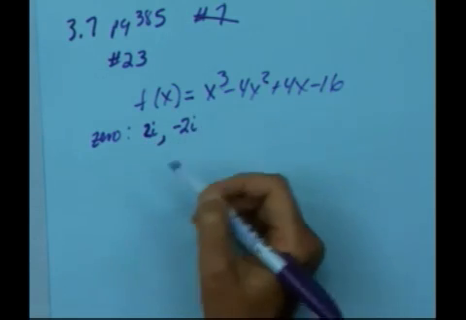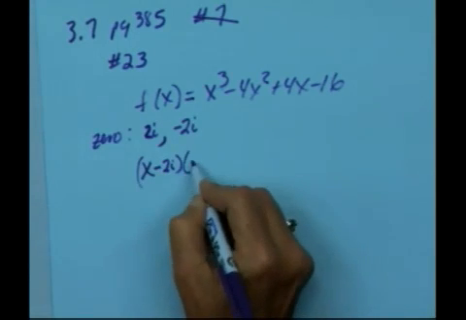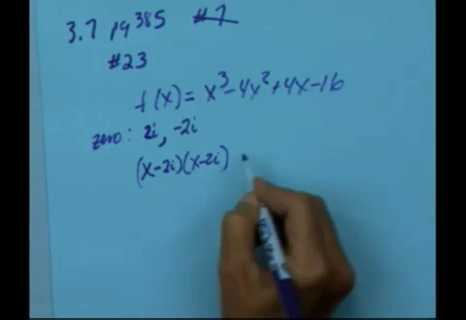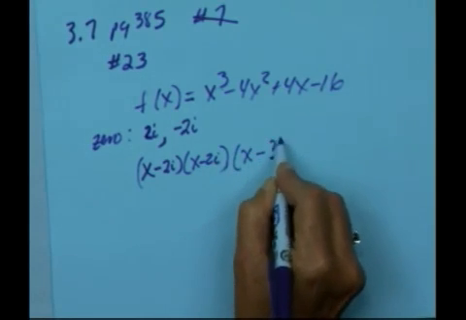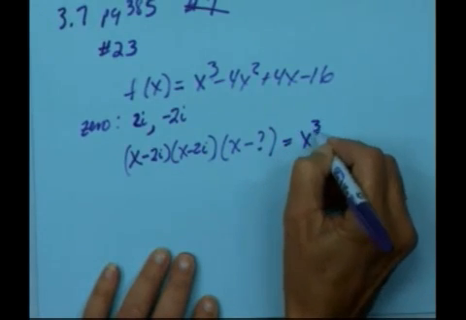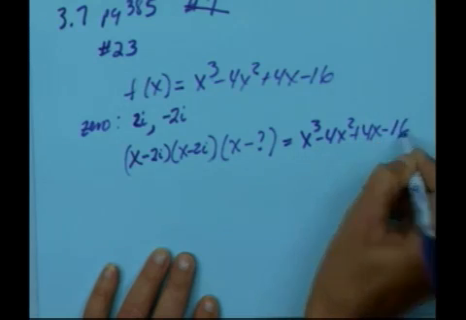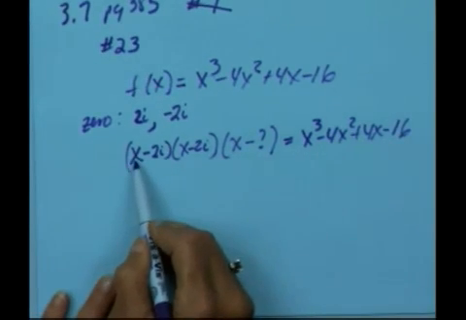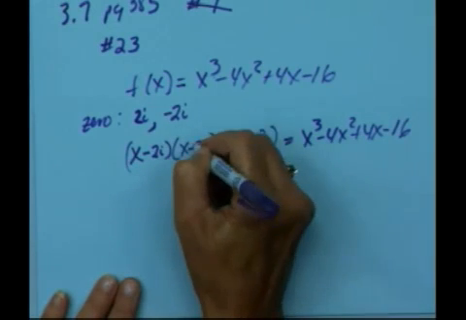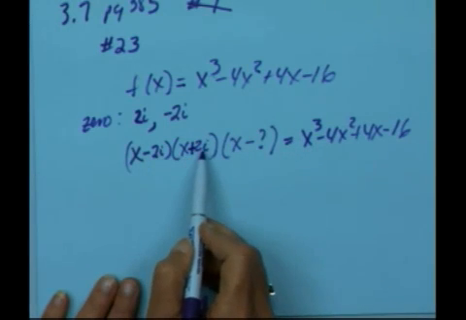Factor. You want to write it as x minus 2i times x plus 2i. Okay, this was my easier way to do it. So x minus 2i times x plus 2i.